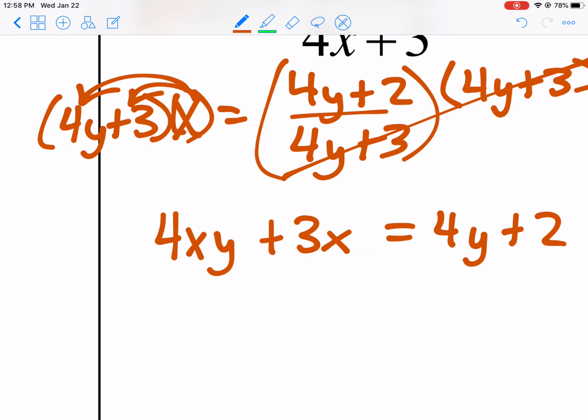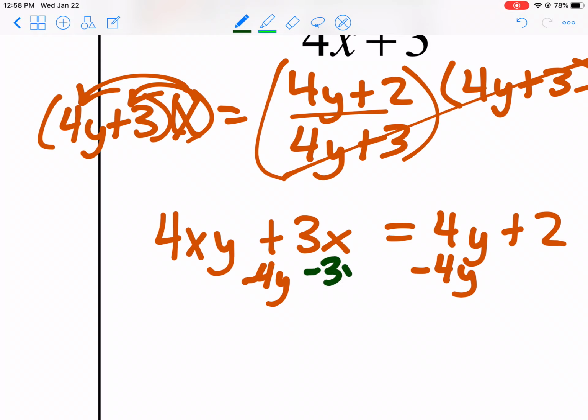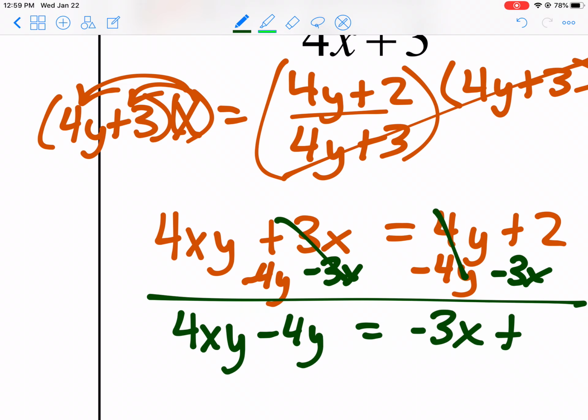Okay, at this point, you want to get all of the y terms on one side of the equation and all of the terms that don't have the variable y on the other side. So I'm going to start by subtracting 4y. It does not have a like term over here, so I've just got to subtract it someplace else. And while I'm at it, I want to move this 3x. It doesn't have a y, so I want to move it from this side. Doesn't have a like term over there, so I'll move it there. So those cancel out. So we have 4xy minus 4y equals negative 3x plus 2.